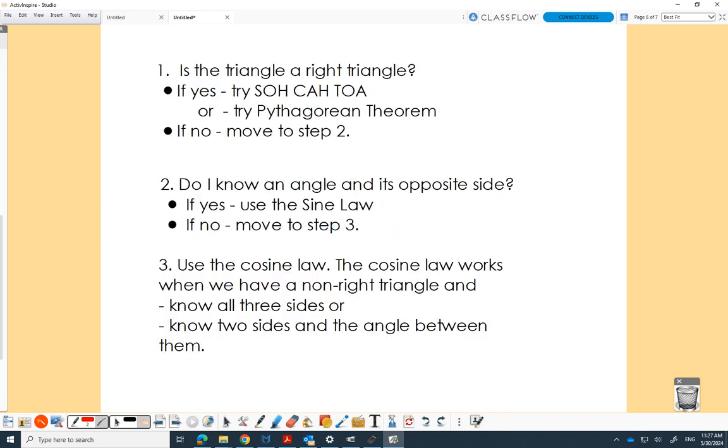Here's your chart, your thinking chart. You get handed a triangle. Is it right angled? If yes, SOHCAHTOA, Pythagorean theorem, and one other thing.